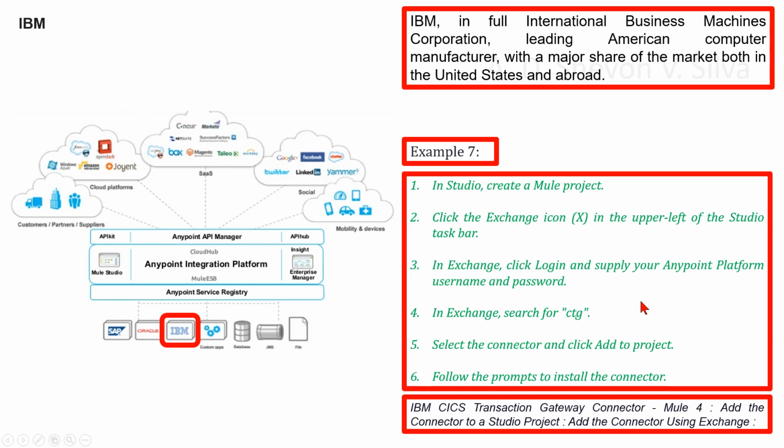Now we are considering adding a connector using Exchange, to add the IBM CICS Transaction Gateway connector to the Studio project. In the Studio, create a Mule project. Click the Exchange icon X in the upper left of the Studio taskbar. In the Exchange, click login and supply your Anypoint Platform username and password. In Exchange, search for CTG, select the connector and click Add to project, and then follow the prompt to install the connector.